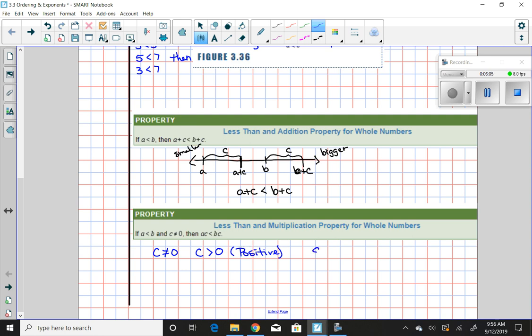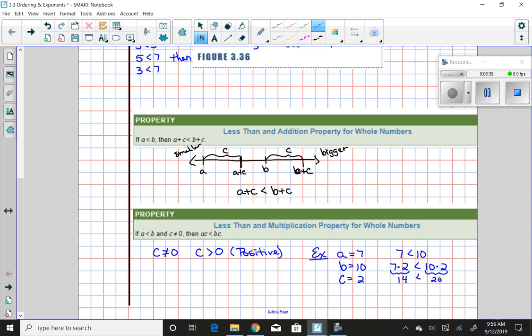If you need an example of what I'm referring to, let's pick some numbers for A, B, and C. So A, we'll say, is 7, B, we'll say, is 10, and C, we'll say, is 2. And let's plug that in. So we know that 7 is less than 10. That's a true statement. So 7 times 2 has to be less than 10 times 2. And can we prove that? Sure. 14 is less than 20. So yes, there's one example.